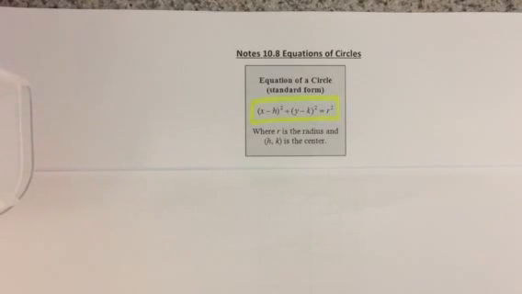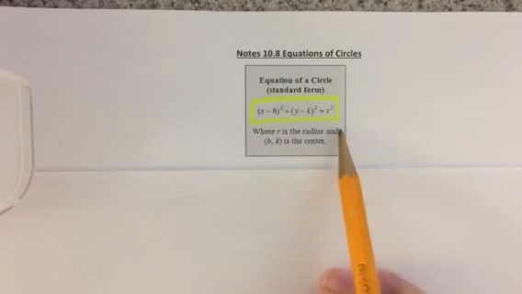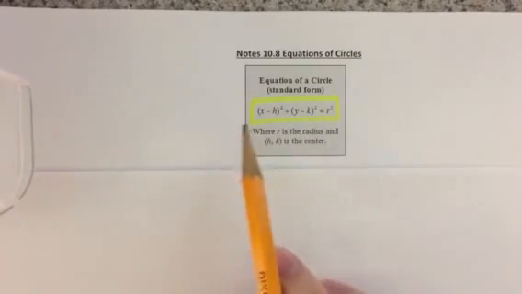We are in our last section now of circles, 10.8 equations of circles. Hopefully you just watched the video that shows the proof behind this standard form of an equation of a circle. It just comes from the distance formula. So you do need to memorize this.